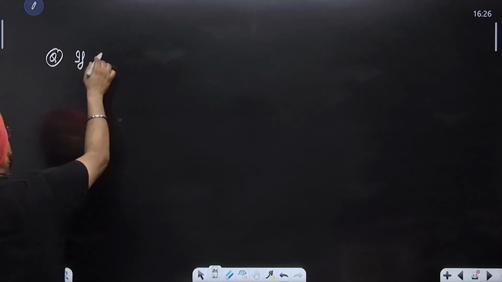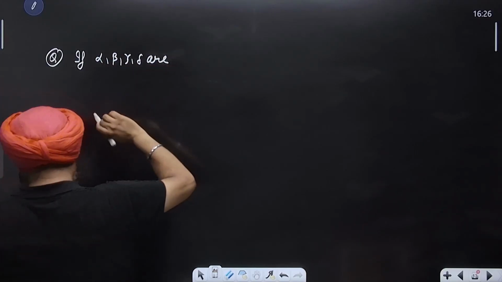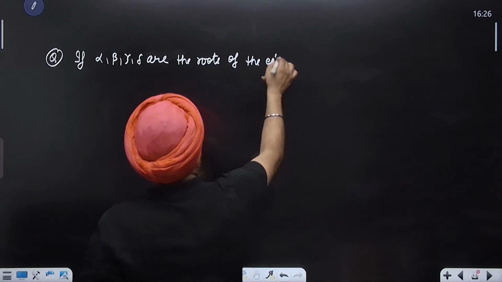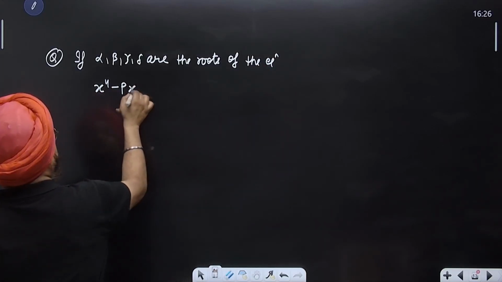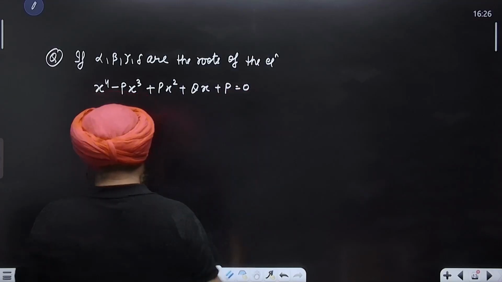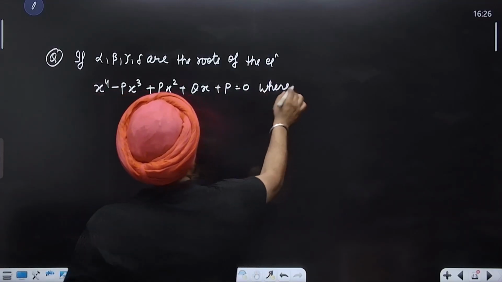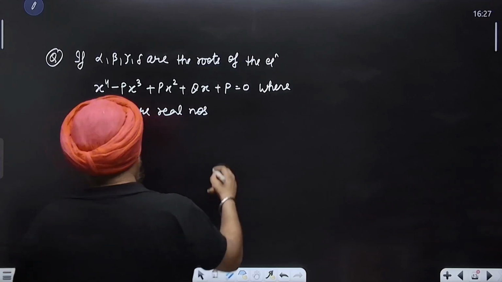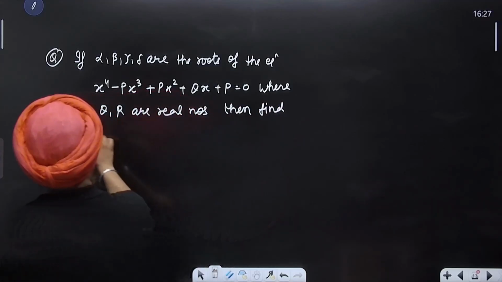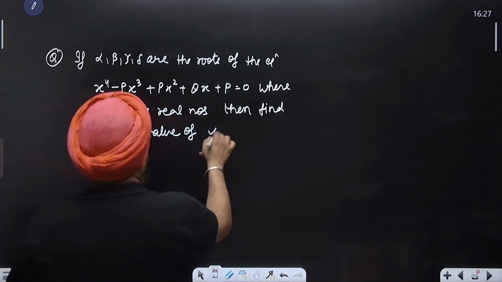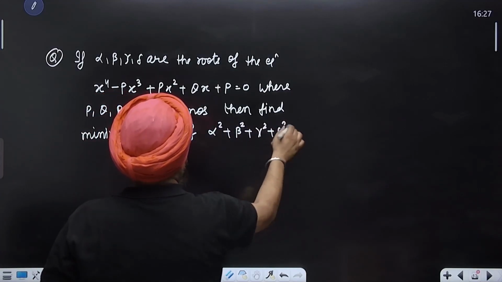Let's move forward to another biquadratic equation. If alpha, beta, gamma, delta are the roots of the equation, where P, Q, R are real numbers, then find the minimum value of alpha square plus beta square plus gamma square plus delta square.